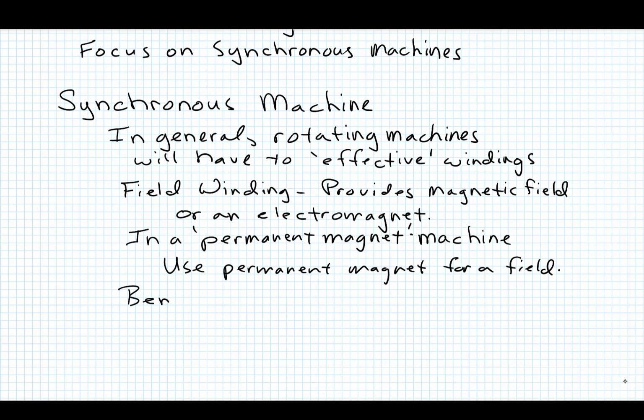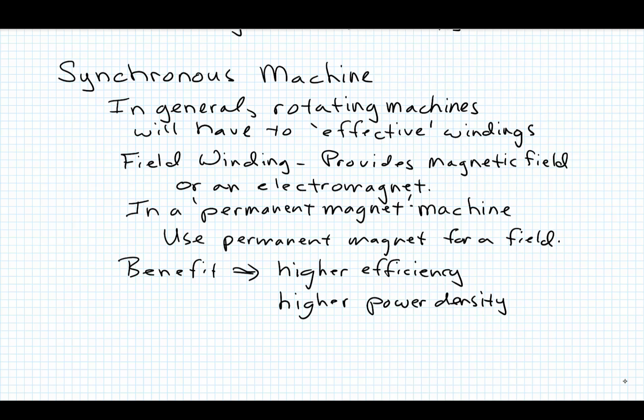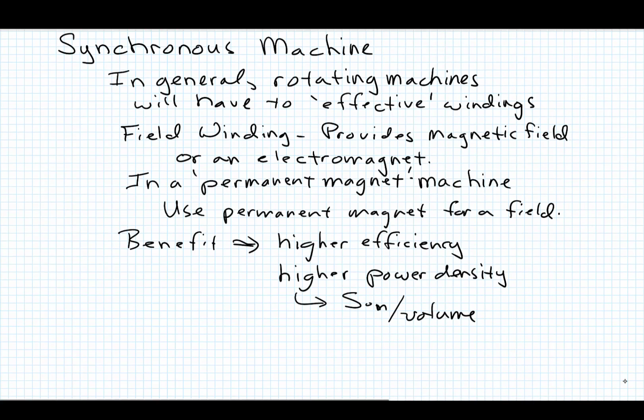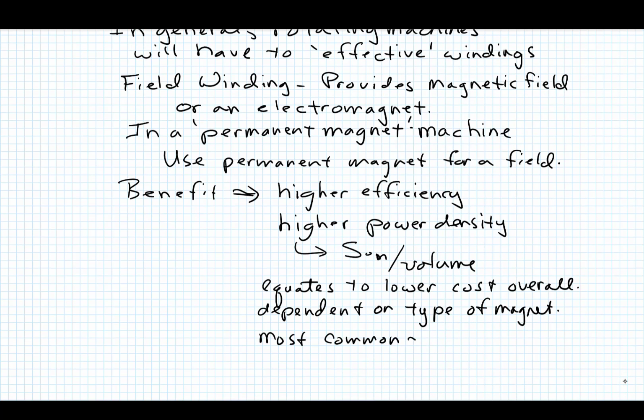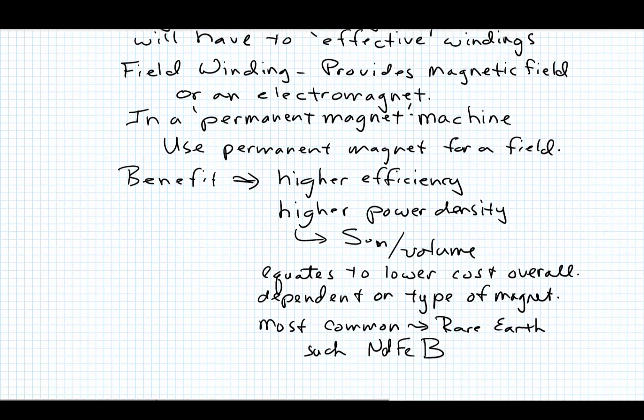And the big benefit of that is higher efficiency, because there are no losses associated with the field, and higher what we would call power density. Power density is essentially the ratio of output power, S, and I would say this is mechanical output power, to volume. And that equates to lower cost overall. It also is dependent on the type of magnet, the most common being, in our day today, rare earth magnets, such as neodymium iron boron.